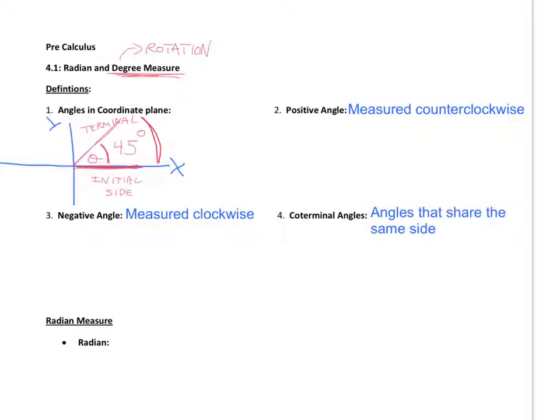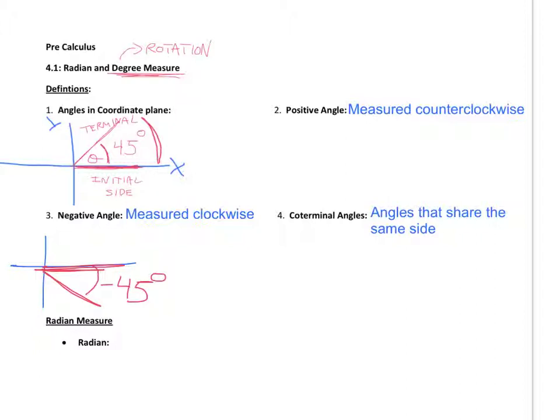Now, if I do the opposite, and I always start with the initial side, so if I go up this way counterclockwise, it's positive 45. If I go down here, I'm going clockwise. That would be negative 45 degrees. Let's draw a quick picture. I always start at the initial side. If I go down 45 degrees, and this is the terminal side, we say this angle is negative 45 degrees. An easy way I think of it: if you go up from the initial side, your angle is positive. If you go down from the initial side, your angle is negative.